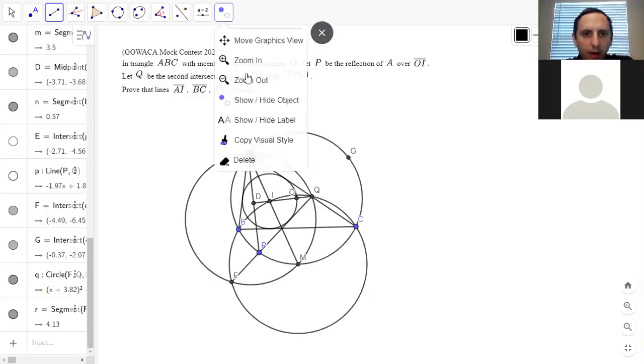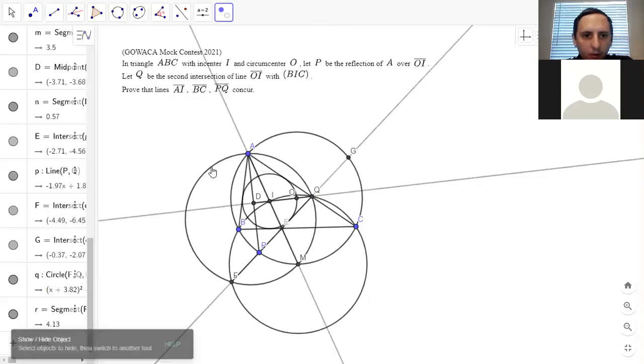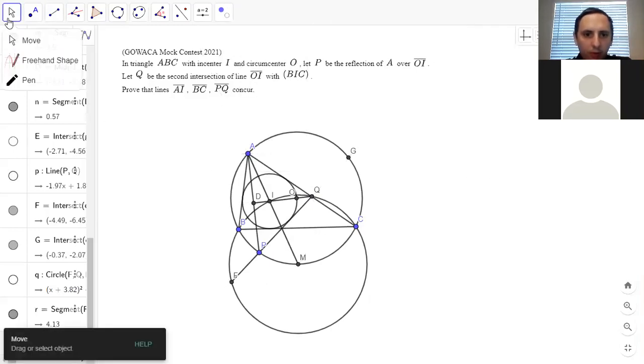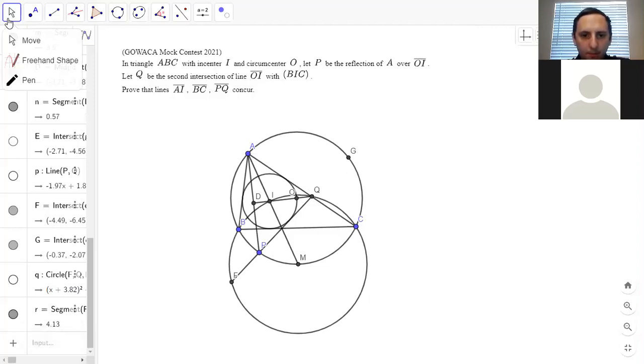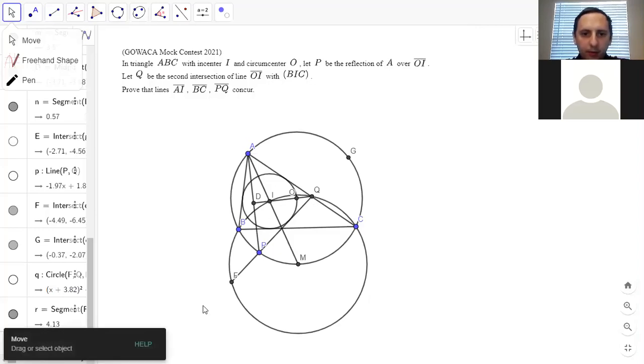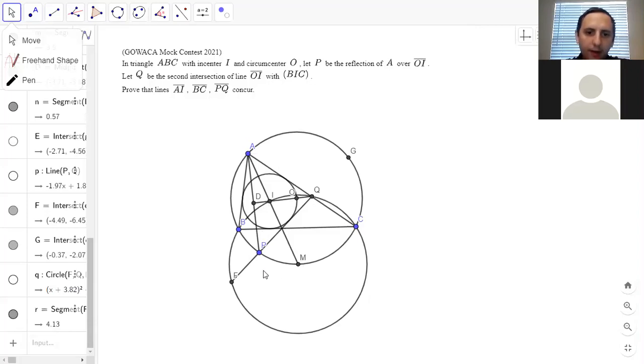So yeah, let me hide the circle. We just want to show AQMF is cyclic. We could try to show angle IQF is half of angle IMF. Guess there's a couple different ways. So yeah, we know IMF is isosceles.